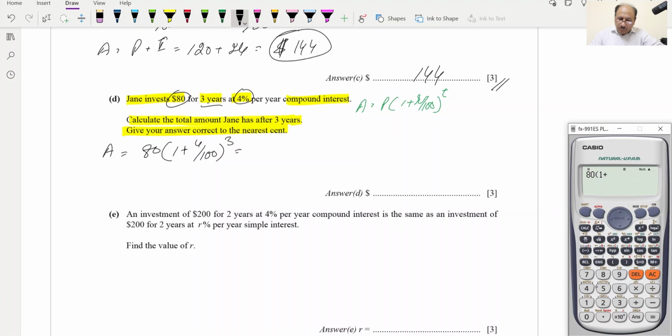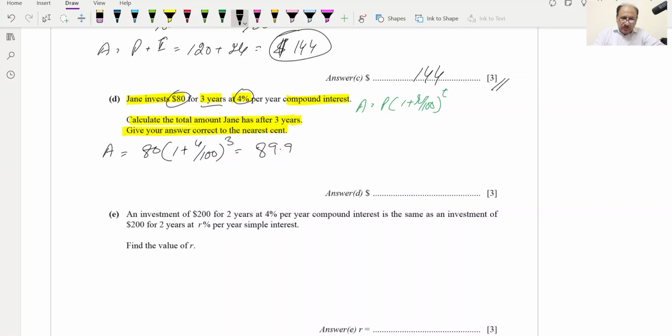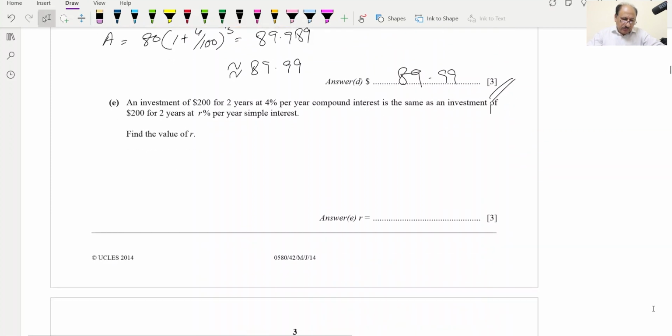This will be calculated as 80 into (1 plus 4 over 100), bracket close, raised to the power 3, and this is equal to 89.989. For the nearest cent, we can write it as 89.99. So $89.99 to the nearest cent. This is a 3 marks part, which we're done.